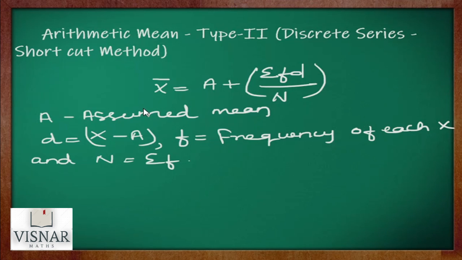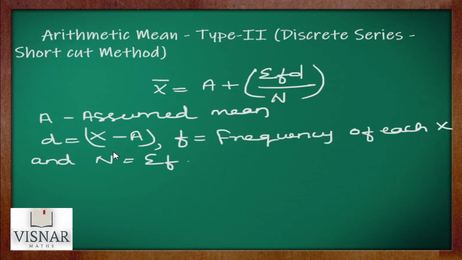Dear friends, in this session we are going to see how to calculate arithmetic mean under discrete series using the shortcut method. The formula for calculating arithmetic mean under discrete series using the shortcut method is x bar equal to a plus summation fd divided by n, where a is the assumed mean, d equal to x minus a, which is the deviation of x from a.